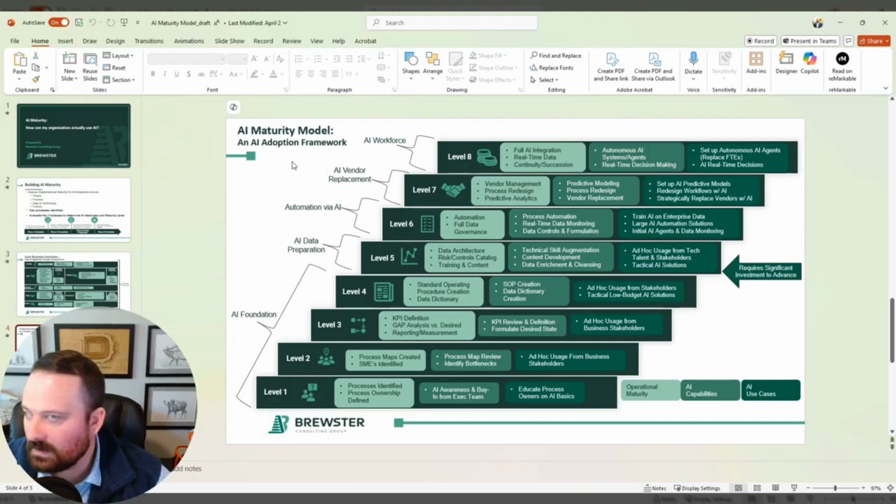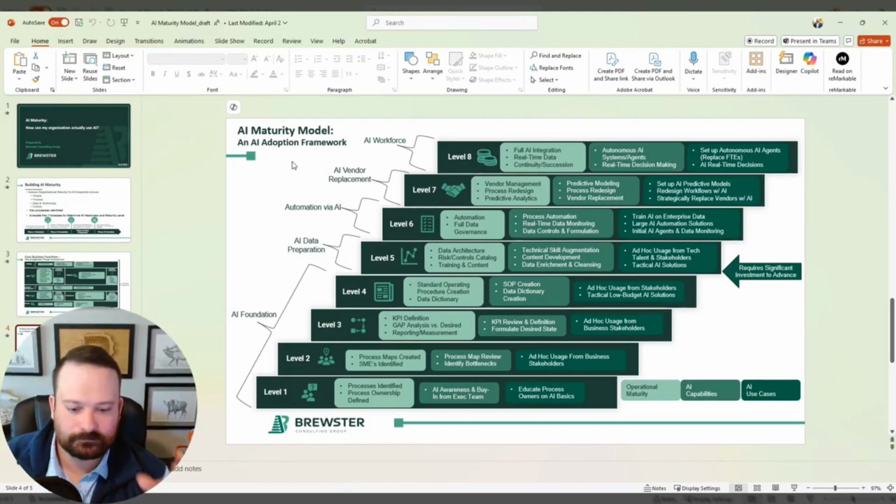And that kind of leads us into the phase we're going to talk about today, which is level 7, AI vendor replacement. So, if you are a business, you use vendors. I know this. I am a vendor. Businesses use us for specific functionality, right?